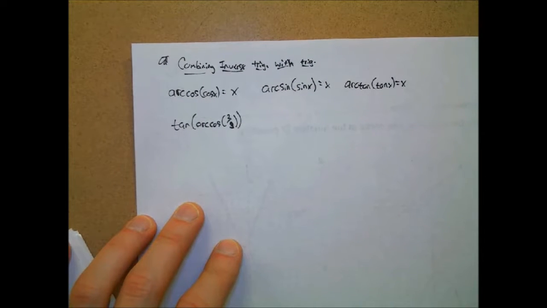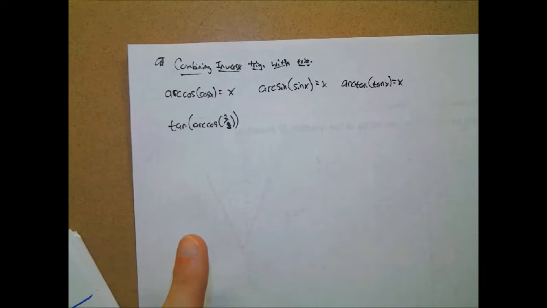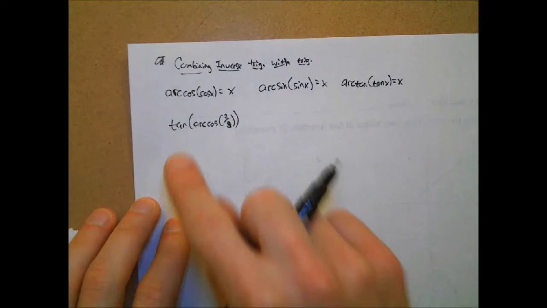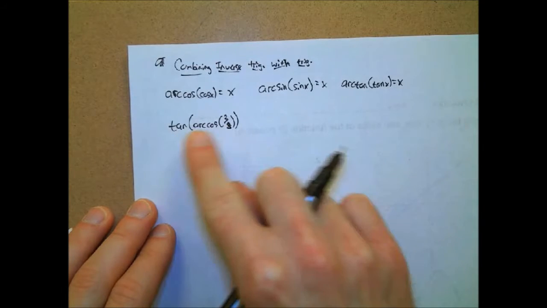So, what's that? What 2/3 is? Like 2/3 you're saying? Not quite, because if this was cosine of arc cosine, then yes, the answer would be just 2/3. But this is tangent of arc cosine. They're not exact inverses of each other.